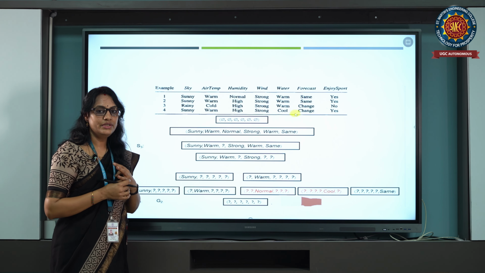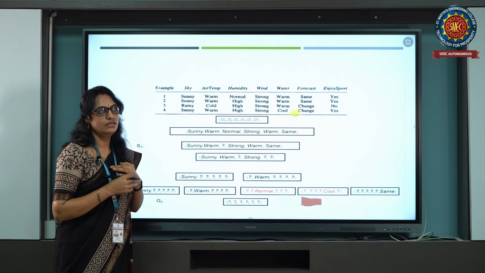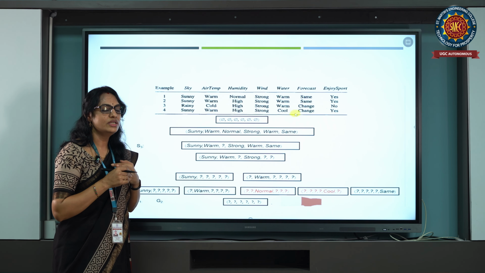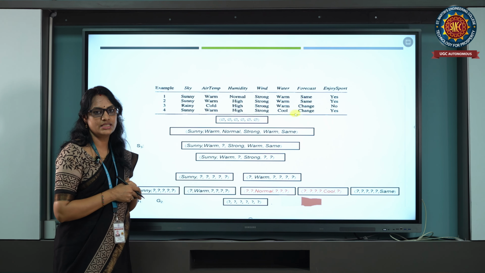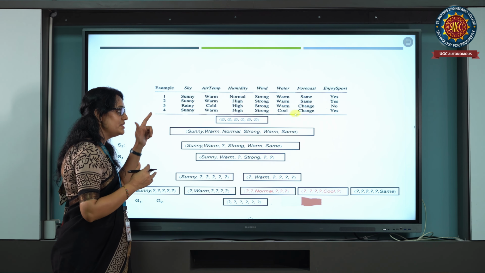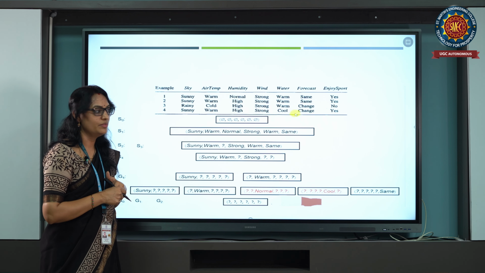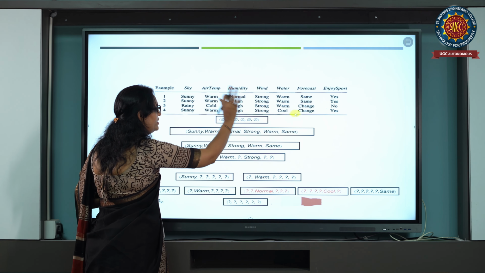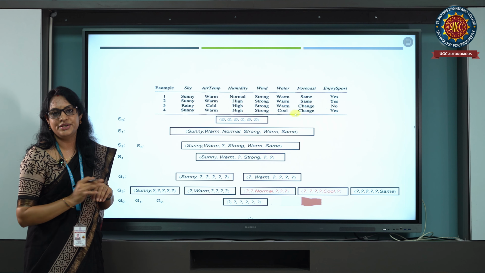So I already told you the drawback we are covering in the candidate elimination algorithm. What is the drawback I told you just now? It is the Find-S algorithm: it cannot deal with negative examples. So that problem is solved in the candidate elimination algorithm. So I am going to deal with the third example also here. The third is a negative example now.